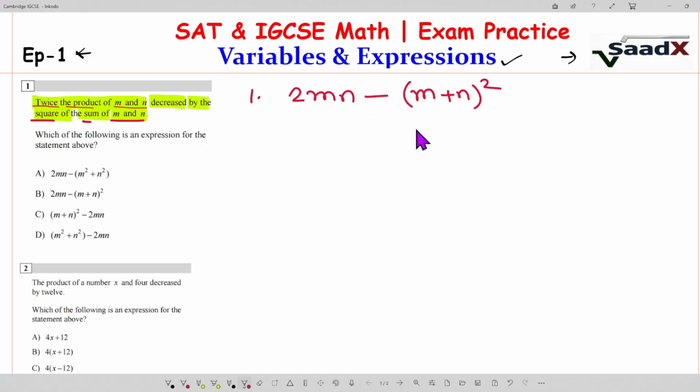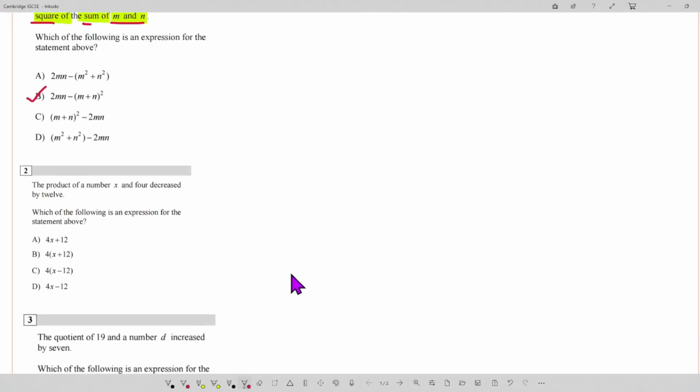So which one is similar? Number B. Very simple. Which of the following is an expression for the statement above? So as per this statement, 2mn minus (m plus n) whole square is our right answer. Okay. Second question.